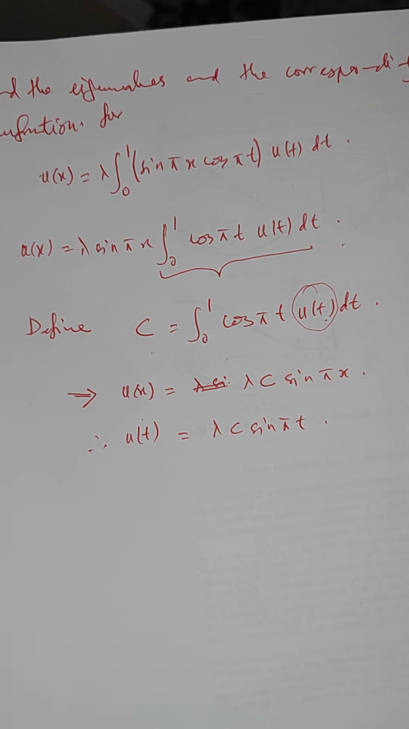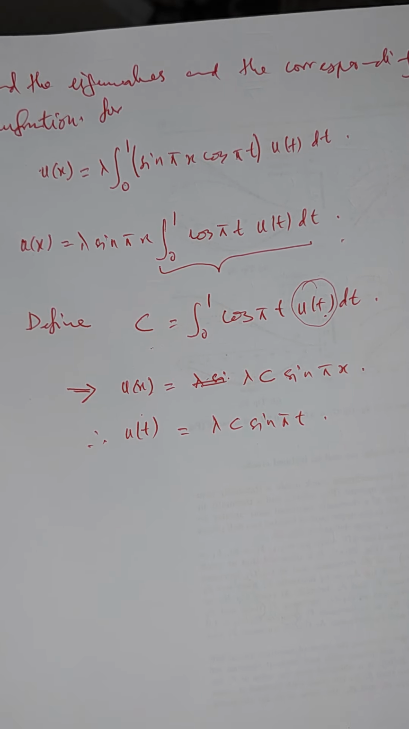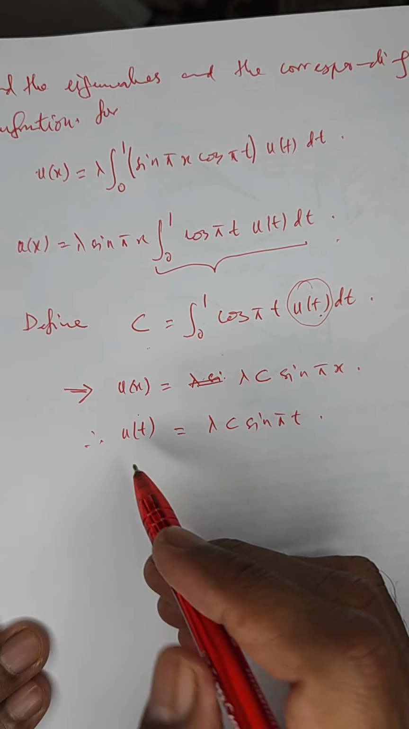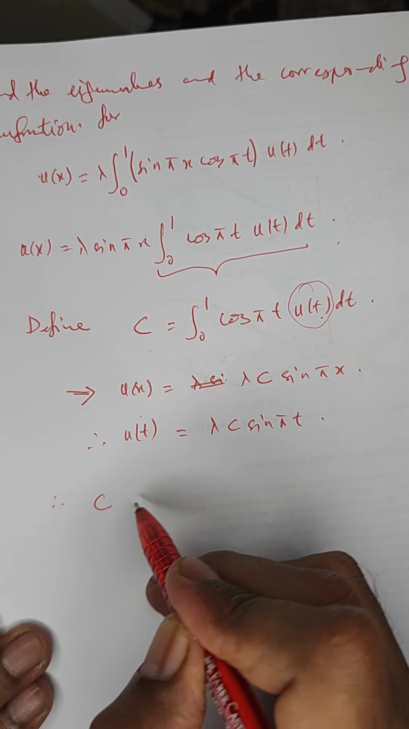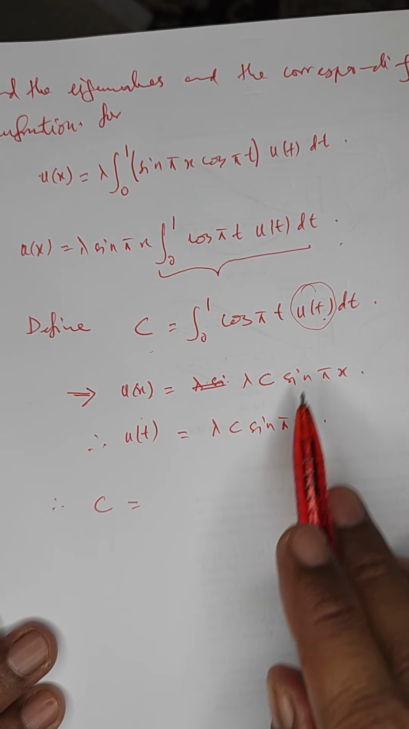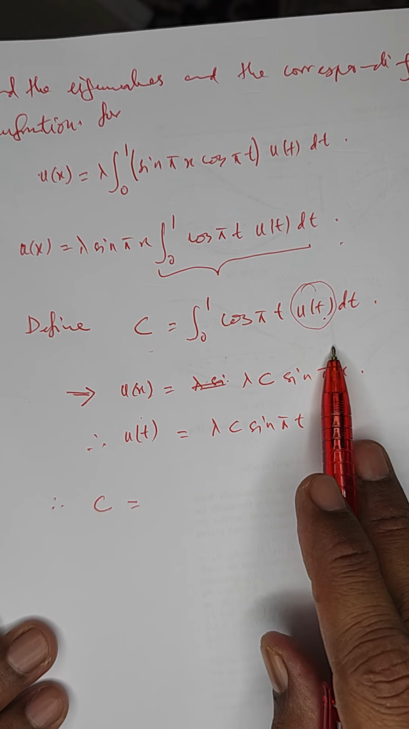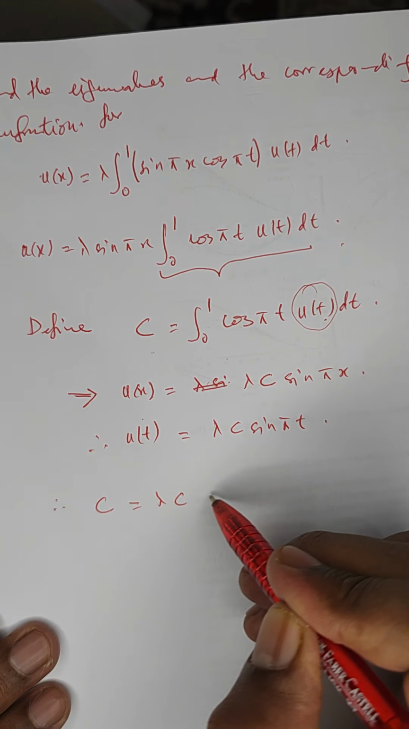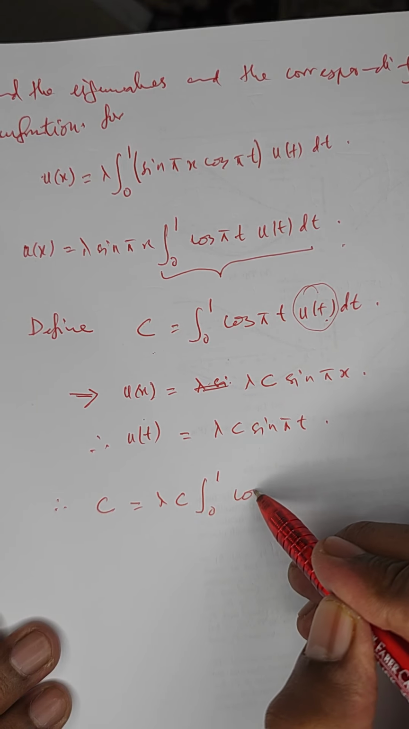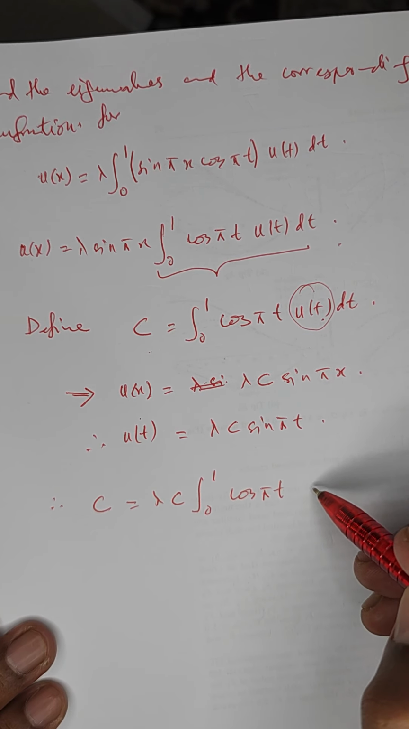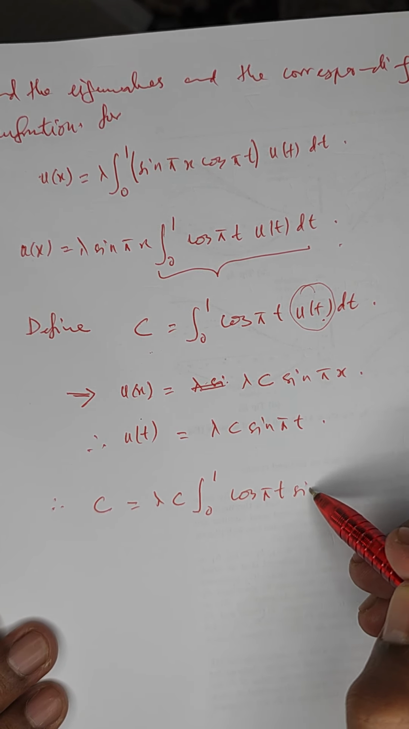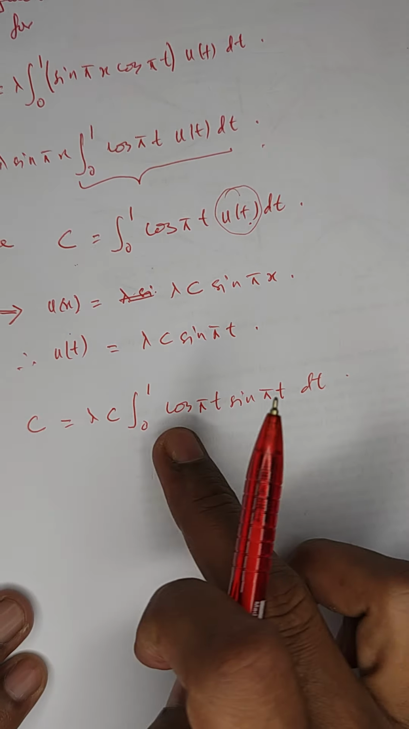Okay, so then if you substitute into the definition of c, we have that our c is equal to, this is ut, so lambda c, I can take out the lambda c, so that gives you lambda c integrate 0 to 1 cos pi t sine pi t dt.